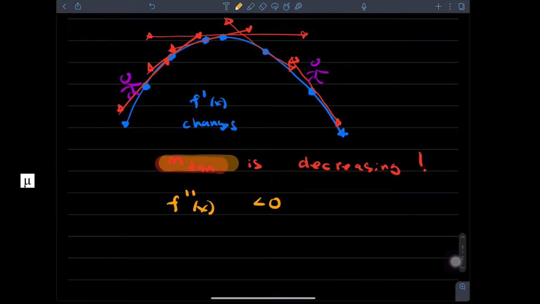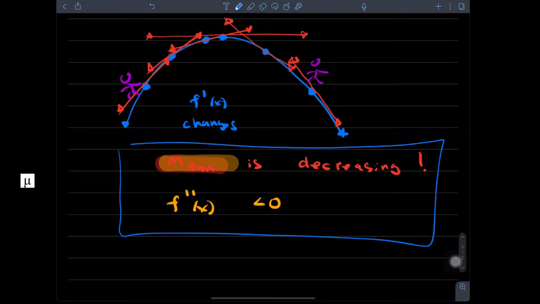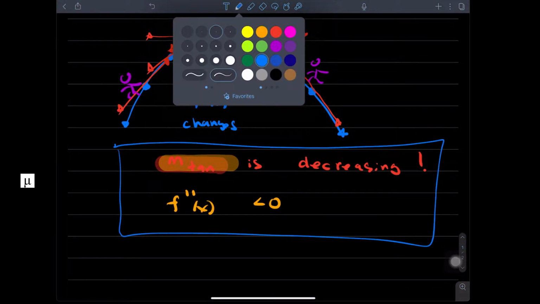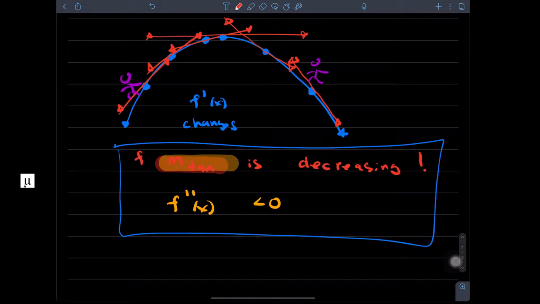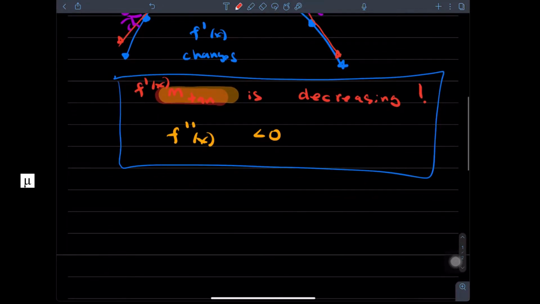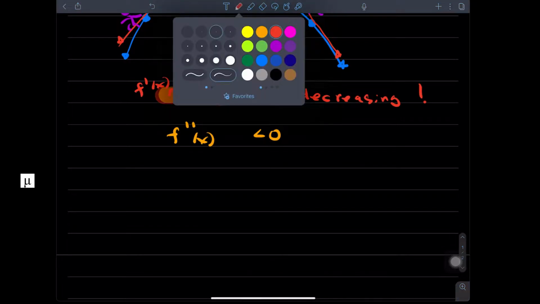Okay? So I want you guys to understand this great detail. That I'm saying this: f prime evaluated at that point x is decreasing. So that means the second derivative is what? Negative. This is kind of the notation behind it.